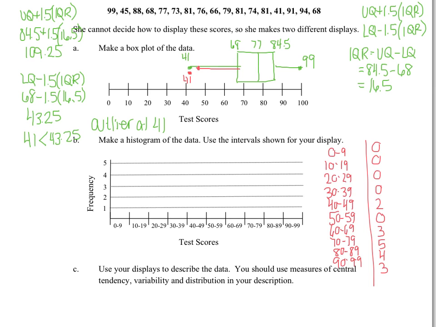So I have 0 all the way up until 40 to 49, which I have 2. So I'm going to have essentially a bar graph, even though this is a histogram, that goes up to 2. Between 50 and 59, I have 0. But 60 to 69, I have 3. 70 to 79, I have 5. 80 to 89, I have 4. And 90 to 99, I have 3. And this is my histogram.